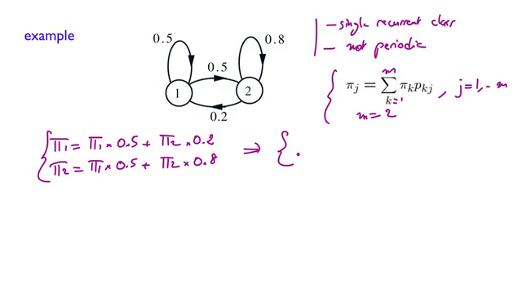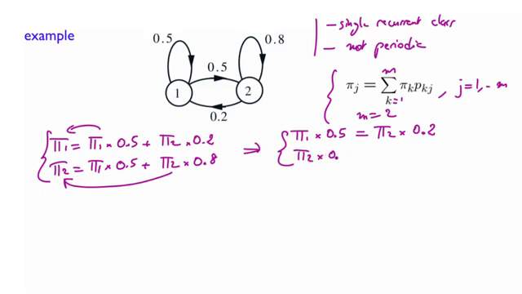Let's rewrite them. I'm going to pass this one on this side and this one on this side. So we get pi 1 times 1 minus 0.5, 0.5, equals pi 2 times 0.2. And this one, pi 2 times 1 minus 0.8, is 0.2, equals pi 1 times 0.5, right? We realize that these two happen to be the same. So they are not enough to define a unique solution. So we have to add another equation, and we know that these are probabilities. So pi 1 plus pi 2 has to be 1.